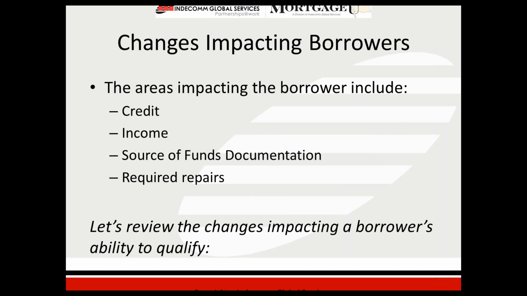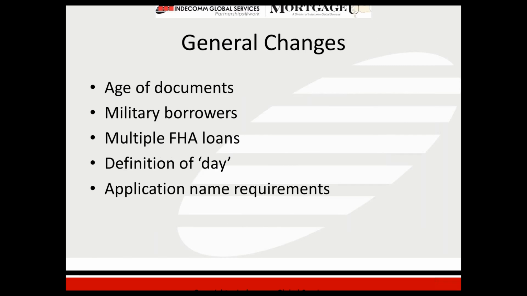Well, the areas that are impacting the borrower, they do run the gamut here. You're starting from credit. Even income has been impacted by these new guidelines, sources of funds documentation, and required repairs. Every one of those topics has had some type of impact by the 4000.1 new guidelines. So let's review the changes impacting a borrower's ability to qualify.